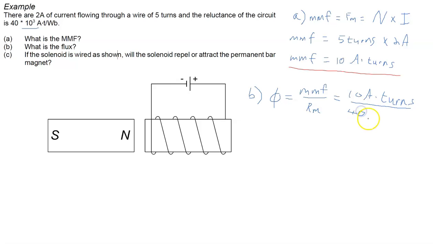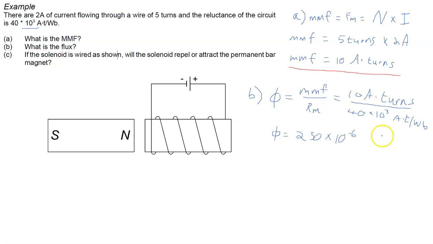40 times 10 to the plus 3, so 40,000 amp turns per Weber. And so the unit of flux is usually very tiny, so you're normally into milliwebers or maybe even microwebers. And so if we do the calculation here, 10 divided by 40,000, you come up with 250 times 10 to the negative 6.